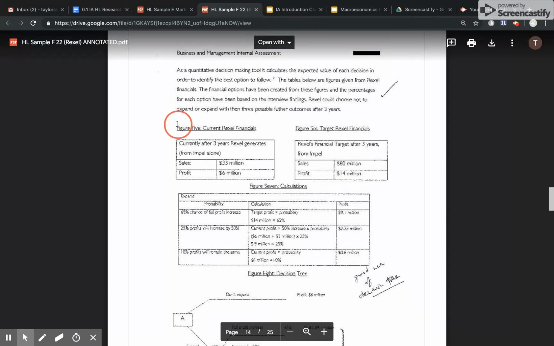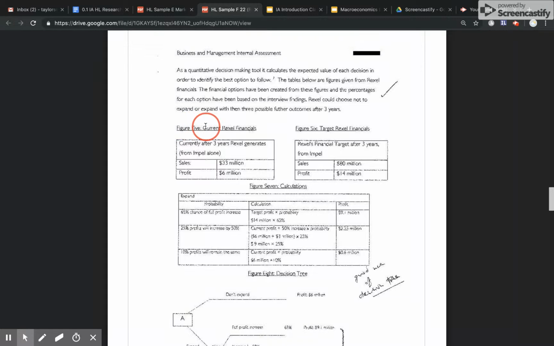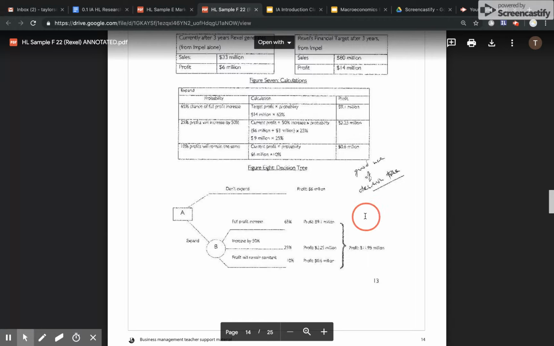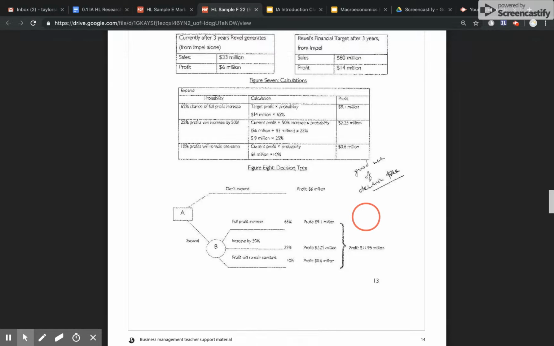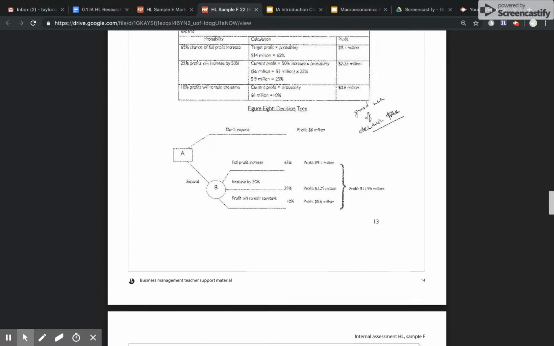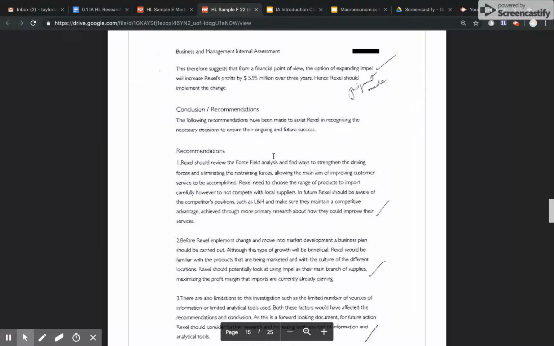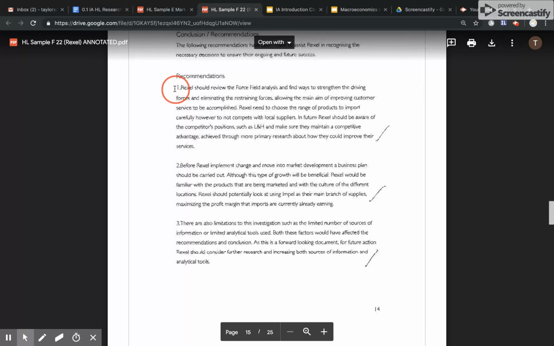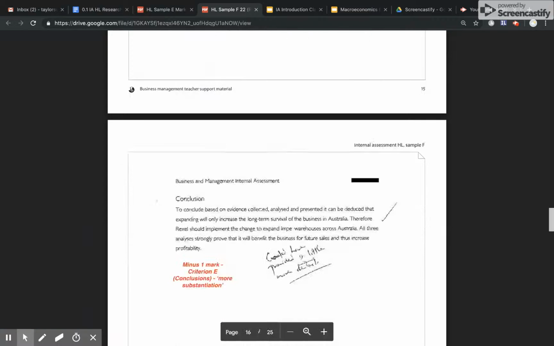So again, each figure is labeled. Figure 5, current Rexel financials. In this case, they were able to get financial information. They presented the financial information. They presented a decision tree to illustrate whether or not the company should consider doing these warehouses. And then they get into conclusions and recommendations. So the recommendations are clearly numbered, which is helpful. 1, 2, and 3. And then the conclusion.